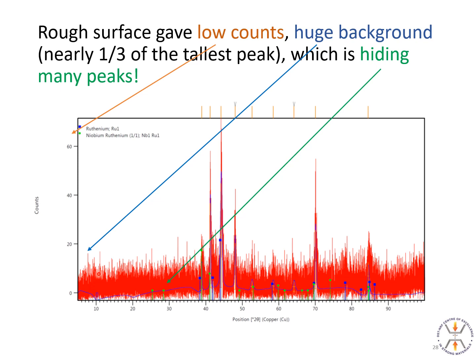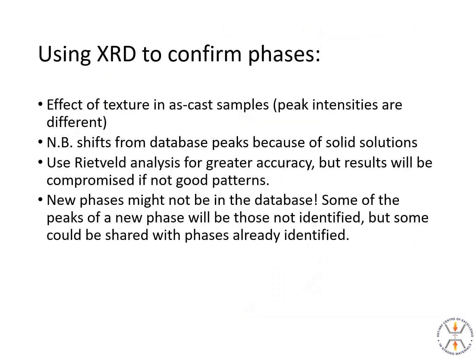And you can see, first of all, we've got low counts, okay, 60, that's pathetic. The maximum should be at least 2,000, rough thumbsuck. We've got a huge background. I mean, look at this background compared to the highest peak. It's nearly a third of the highest peak. That's rubbish. And also, underneath that background, you've got some peaks hiding. And you might say, oh, you can see them there, but only because you know they're there. Okay? So get nicely prepared samples and don't waste your time.